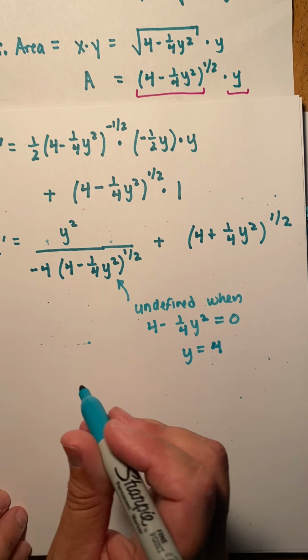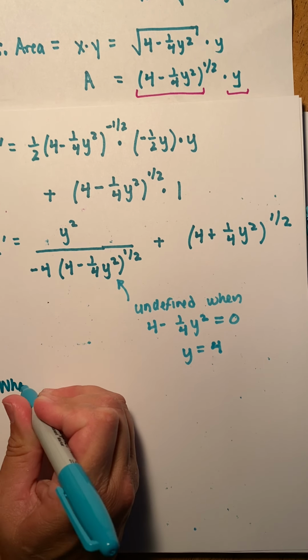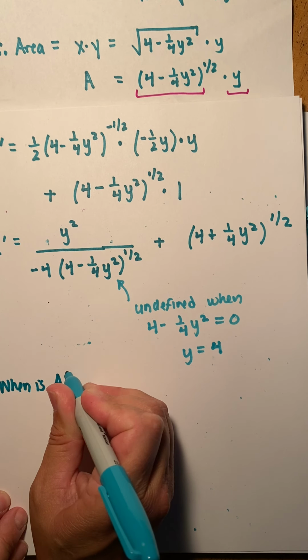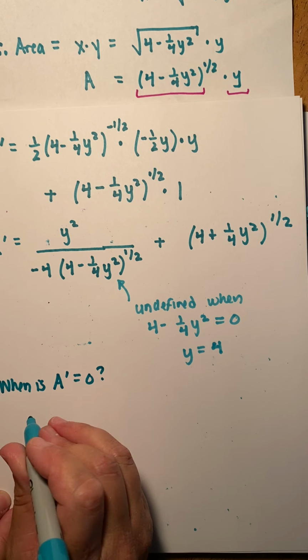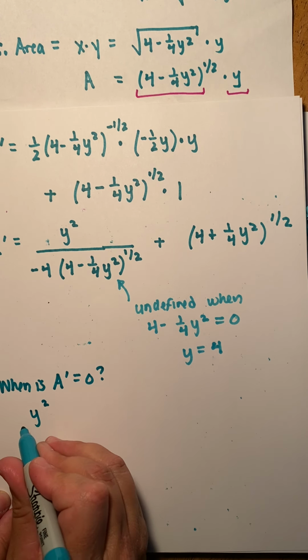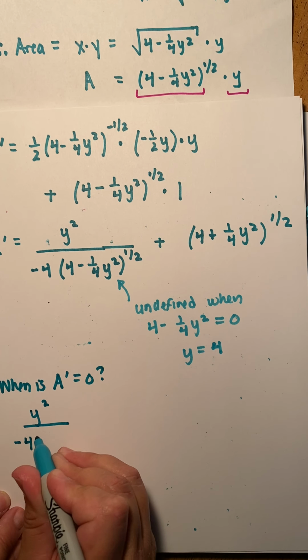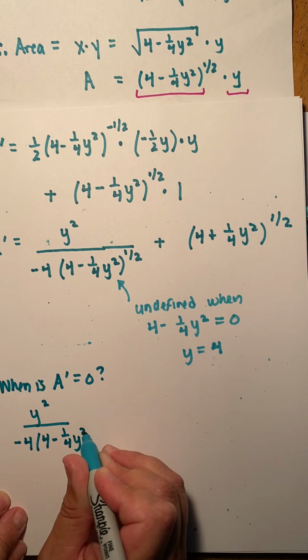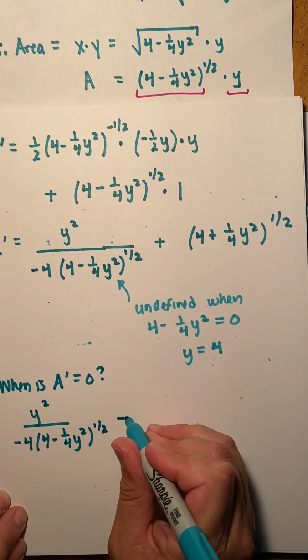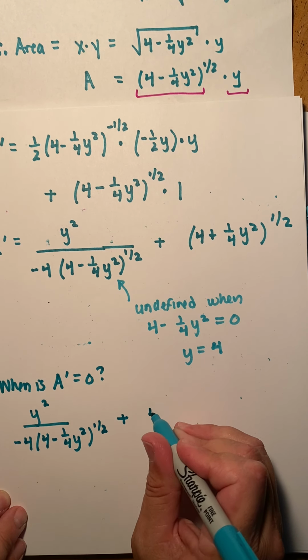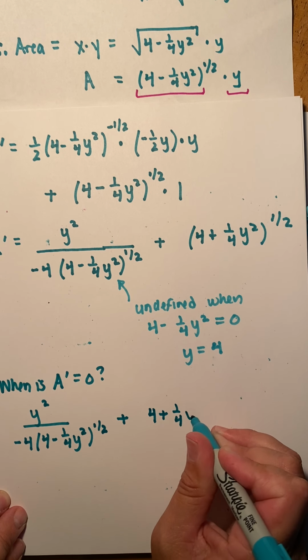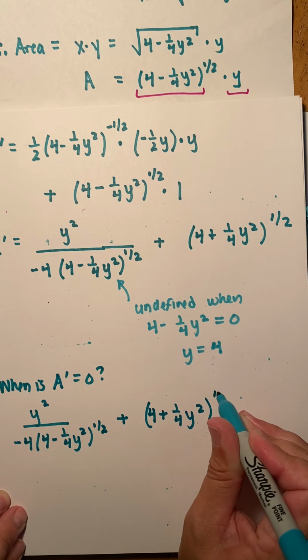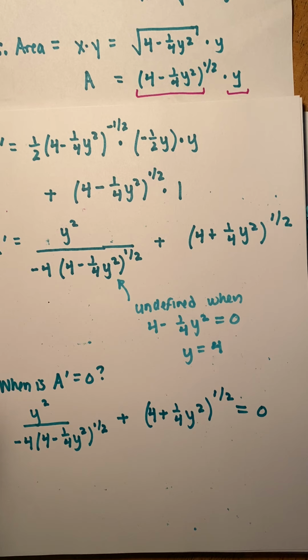Now we need to know when A prime is equal to 0. All right, well, algebraically, this is very scary: negative 4 minus 1/4 y squared to the 1/2 plus 4 plus 1/4 y squared to the 1/2 equals 0. And we need to solve this.